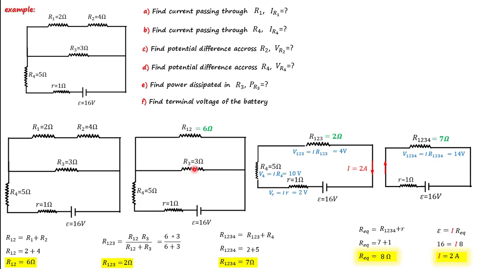Now we're going back. So R123 consists of R12 and R3, and they are in parallel, which means I have to get the voltage from the previous one, which means this voltage here, or V3, is 4 volt. Now I have the same voltage, V12, which is 4 volt too. Now you have the resistor and the voltage, so you can calculate the current passing through each resistor.